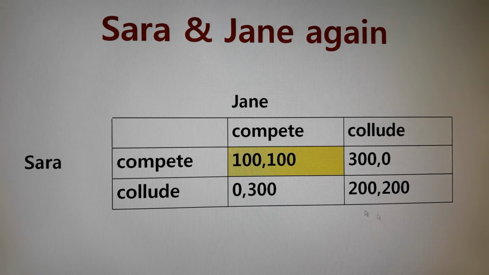If they keep their promise and collude, it will go forever as stage 1. But if one of them cheats, they are supposed to play compete, getting 100, 100, 100 forever. But would that be renegotiated? Yes. Let's say this time Jane cheated. So Jane changed and gets 300, Sarah gets 0.